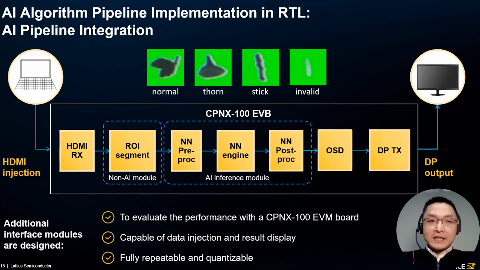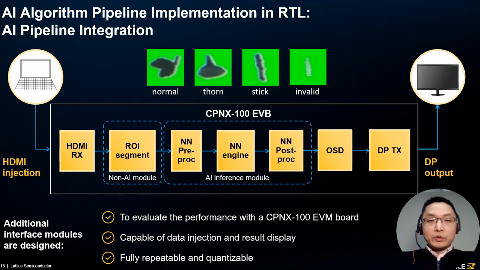Then we started to integrate all RTL modules into our Cirrus Pro FPGA. The system diagram is presented in this page. The overall AI processing pipeline is constituted by the AI pre-processing module and the AI inference module. This AI pipeline is to be integrated into the final color sorter system.